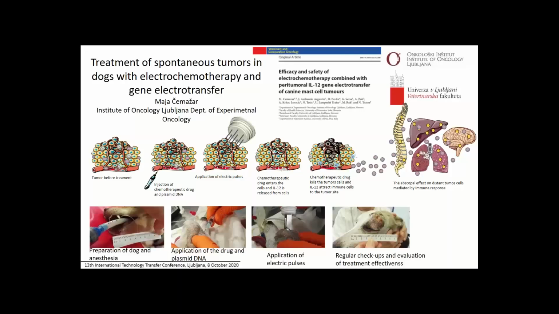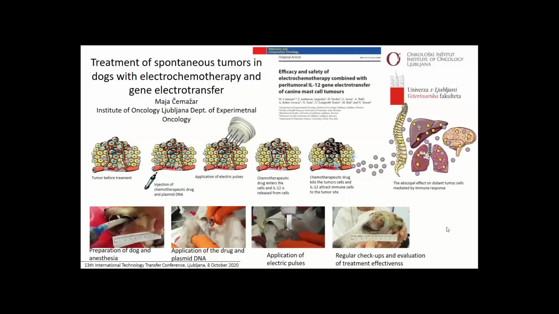What we have done in this clinical study is that we combined two different therapies that use the same delivery method, that is electroporation. One is electrochemotherapy, that is already a standard therapy, not only in veterinary medicine, but also in human medicine, and is included in the European and several national guidelines for the treatment of subcutaneous tumors, and is currently used in around 160 oncological centers around Europe.